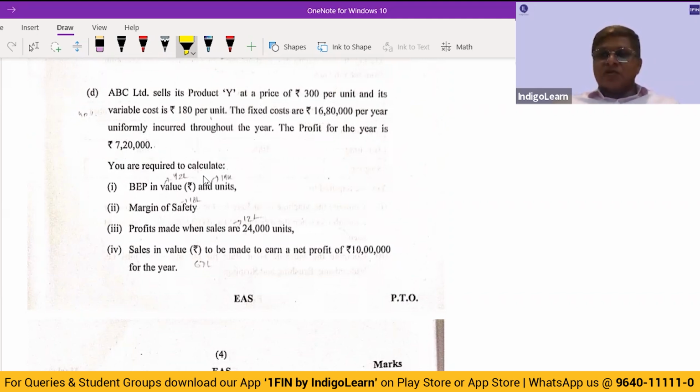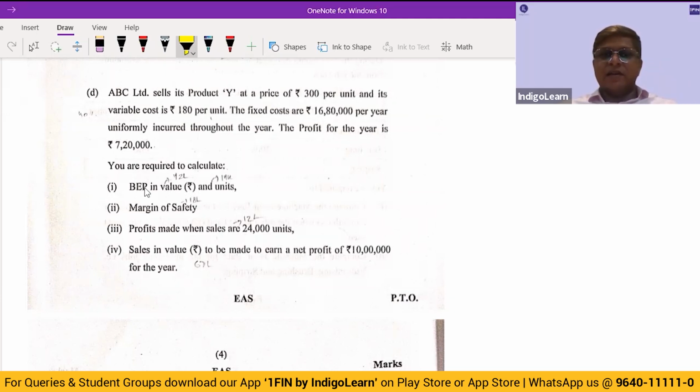Now, this question is based on simple marginal costing concepts, basic fundamentals. And I see no complications in this question. So if a student has understood marginal costing and has clarity on the concepts, then this question is very simple and straightforward.